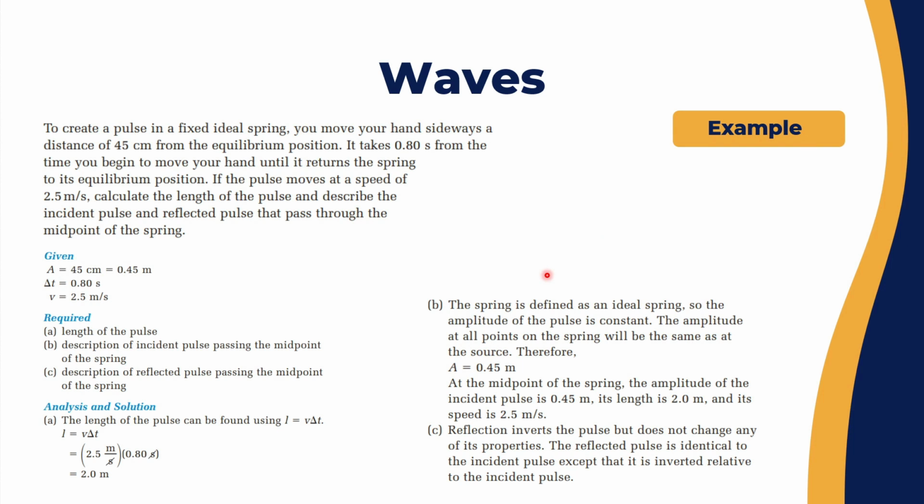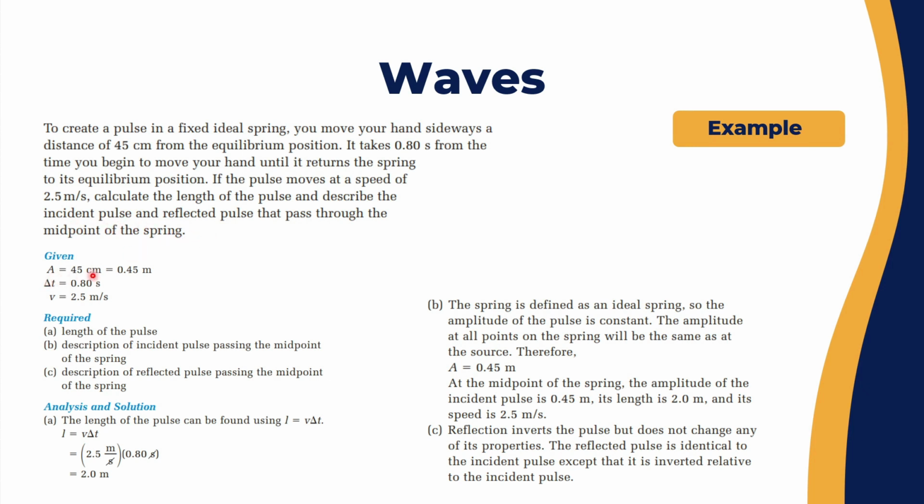Now let's take an example. To create a pulse in a fixed ideal spring, you move your hand sideways a distance of 45 centimeters from the equilibrium position. It takes 0.8 seconds from the time you begin to move your hand until it returns the spring to its equilibrium position. If the pulse moves at a speed of 2.5 meters per second, calculate the length of the pulse and describe the incident pulse and reflected pulse that pass through the midpoint of the spring.